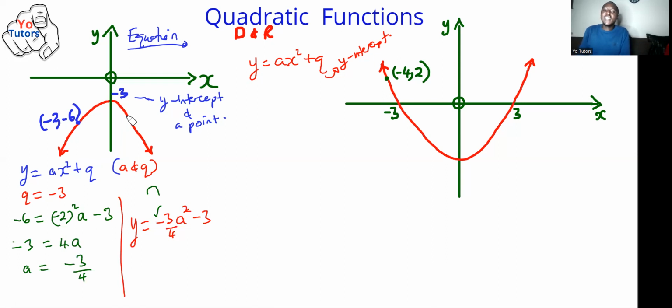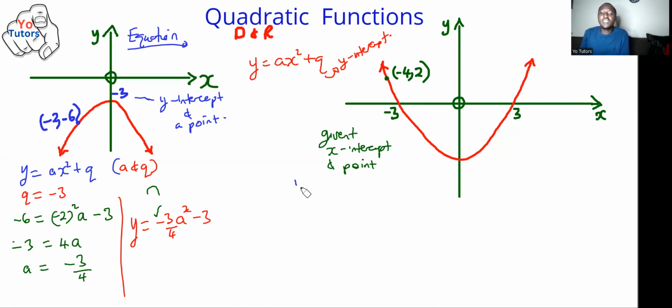So you know that first thing, you take the y-intercept, you put it as q. Second thing, you substitute the point to find a. That's it. That's how you get the equation given the intercept and a point. What about this part here where you are given the x-intercepts? So in this here, you are given the x-intercepts and a point. Okay, now when you're given this, you need to use this kind of equation.